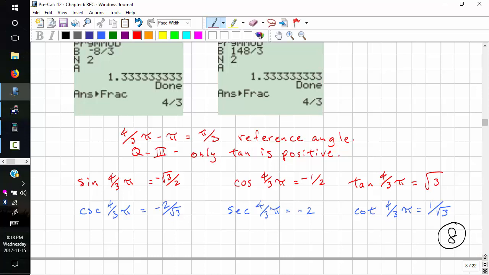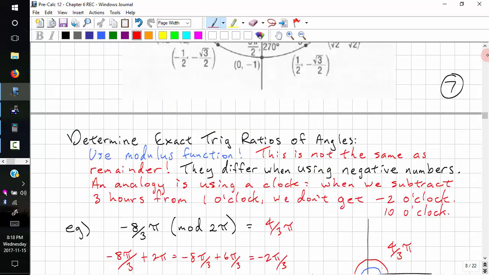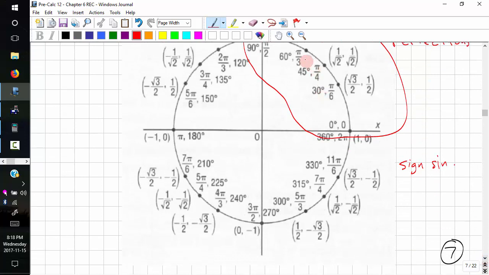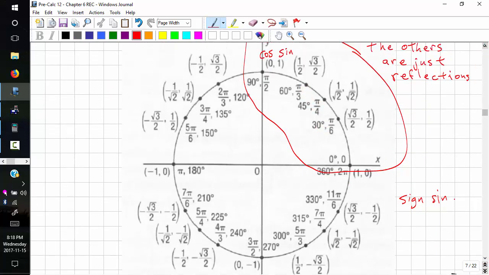So back to our original question. 4 pi over 3. We want to find the exact trig ratios for the angles. 4 pi over 3 is in quadrant 3. The reference angle is pi over 3. So we go to our chart. Pi over 3. We see that cosine is a half, sine is √3 over 2.